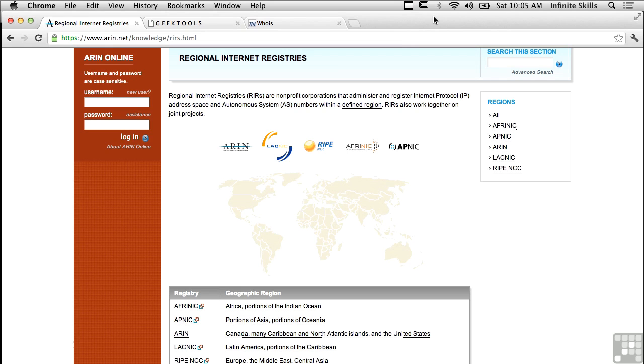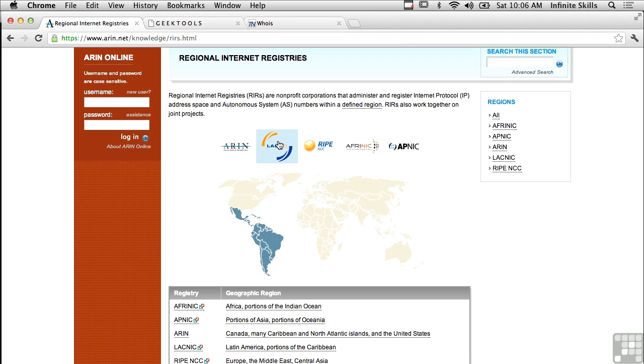In this lesson, we're going to be going over the use of Whois, a utility that is used to query the various regional internet registries that store information about domain names and IP addresses. And there are five regional internet registries. First, there's ARIN, which is responsible for North America. So that would be the US and Canada.